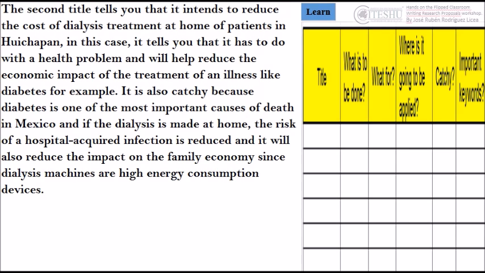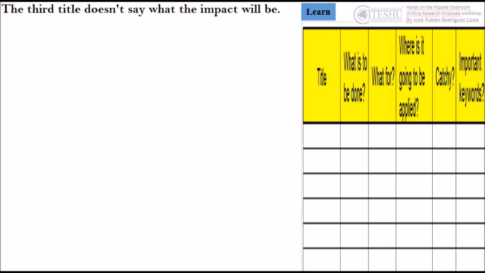The second title tells you that it intends to reduce the cost of dialysis treatment at home of patients in Huichapan. In this case, it tells you that it has to do with a health problem and will help reduce the economic impact of the treatment of an illness like diabetes, for example. It is also catchy because diabetes is one of the most important causes of death in Mexico, and if the dialysis is done at home, the risk of a hospital-acquired infection is reduced, and it will also reduce the impact on the family economy since dialysis machines are high-energy consumption devices. The third title doesn't say what the impact will be.